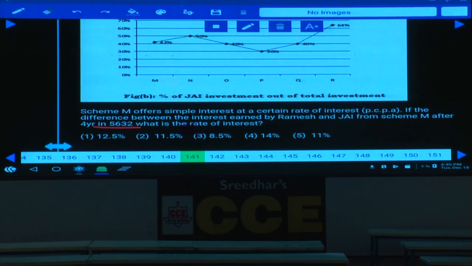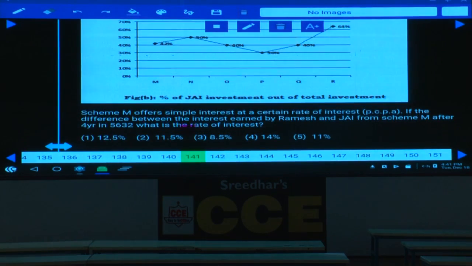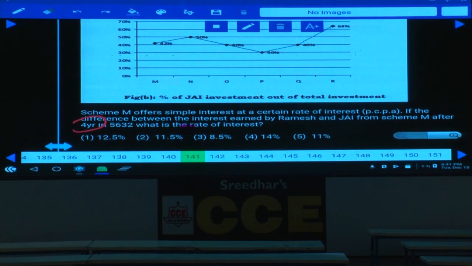5,632 is a multiple of 11. Your initial principal is 80,000. Is that a multiple of 11? Now, this is for how many years? Is this a multiple of 11? Then your rate of interest must be a multiple of 11. You are done. Fifth option, final answer. Clear?